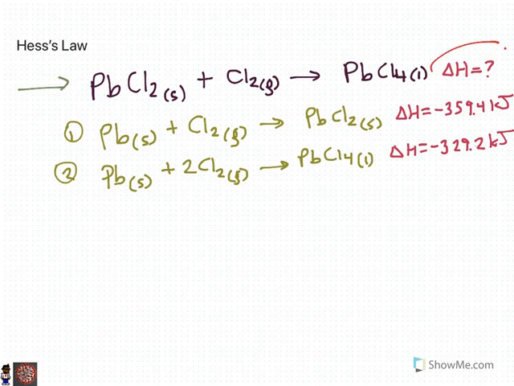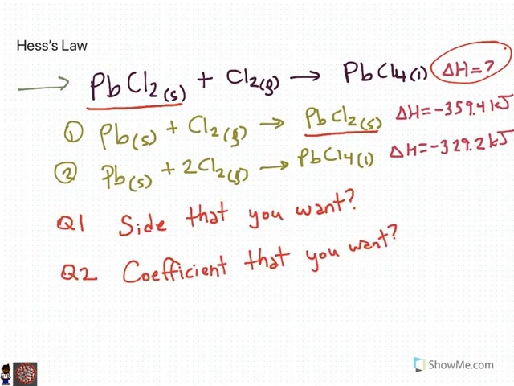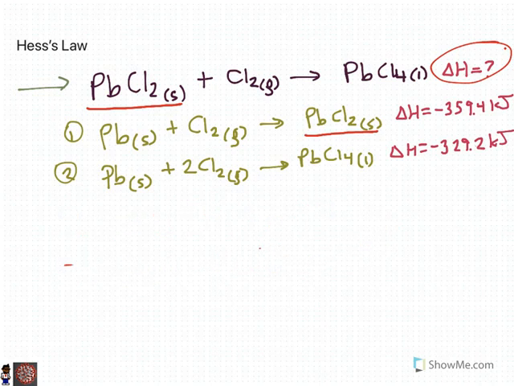So this is the general strategy that's used when we're trying to use Hess's law to find the delta H of a reaction. Start from the very beginning. The very first substance we have in our target equation is PbCl2 solid. States matter. So we need to find PbCl2 solid in our given reactions, and it's located right here. You have to ask yourself two questions. Is it on the side that you want, and is it the coefficient that you want? So let's ask ourselves, PbCl2 solid, is that on the side that we want? No. Is it the coefficient that we want? Well, the coefficient here is 1, the coefficient here is 1, so yes.